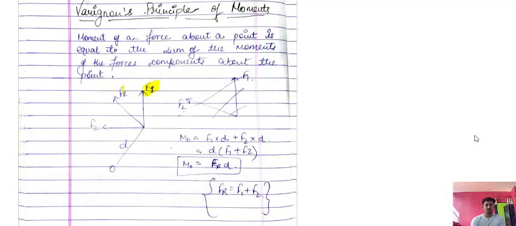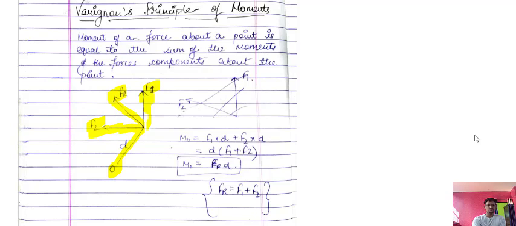So basically what is Varignon's principle of moments is that suppose we are taking this force. This is F1 force and this is F2 force. The resultant of the force is here somewhere. We have to calculate a moment about any point. Suppose this is the point O from where we have to take a moment. This is the distance from that point. So we have forces F1 and F2.